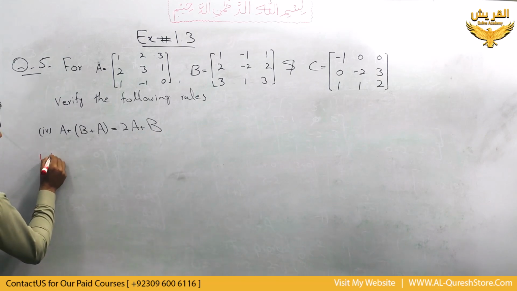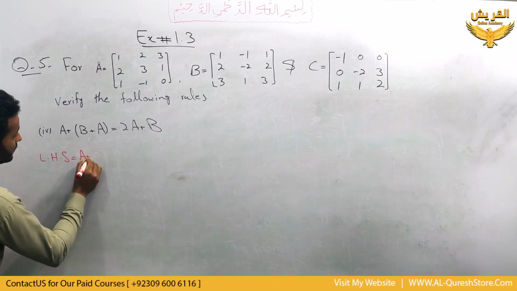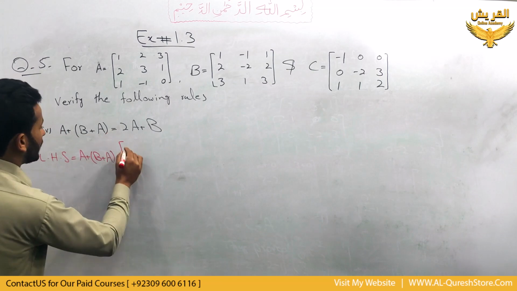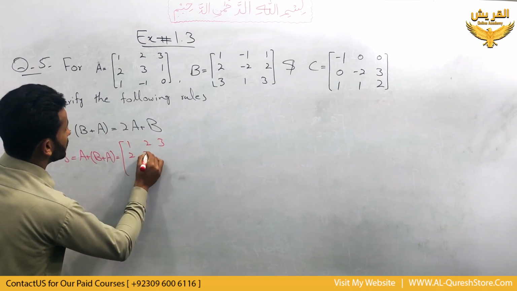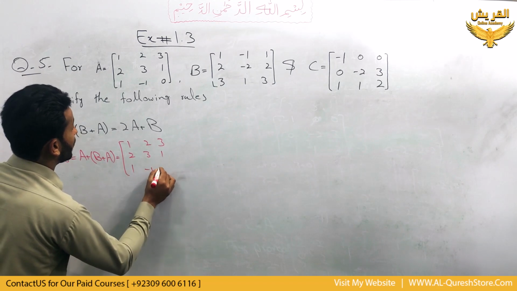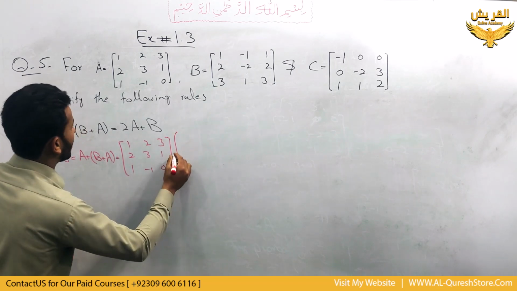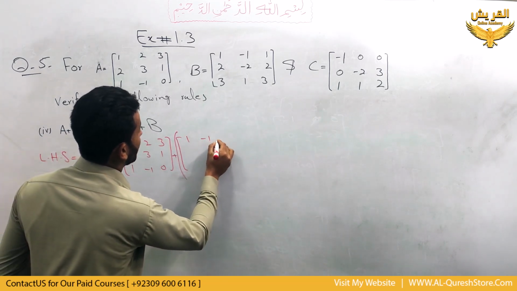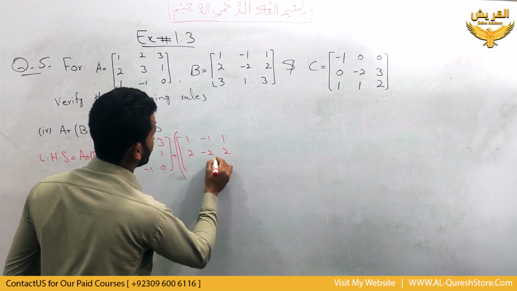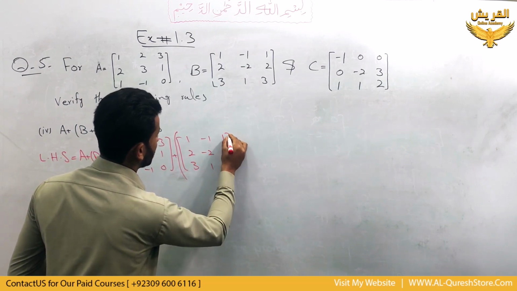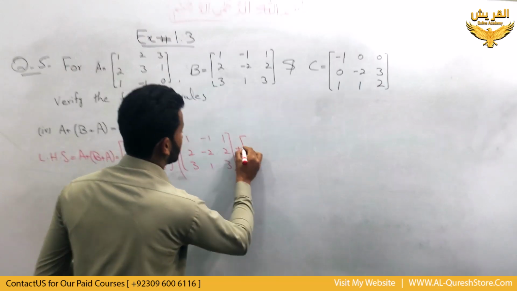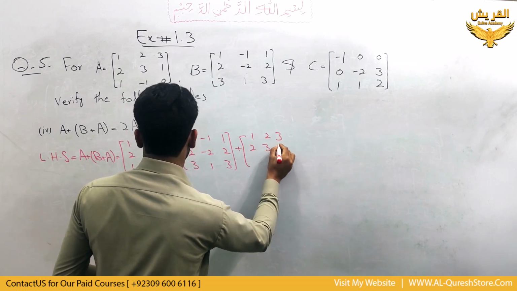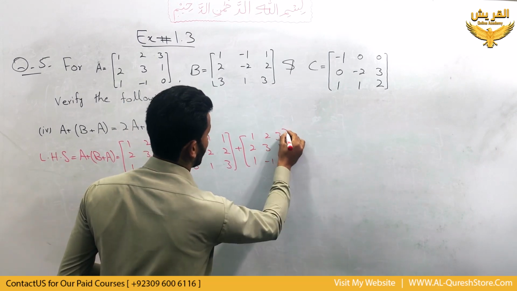For its left hand side we use A plus B plus A. For the matrices, A is equal to 1, 2, 3, 2, 3, 1, 1, minus 1, 0. Next one, by adding B, for B: 1, minus 1, 1, 2, minus 2, 2, 3, 1, 3. For the next one, matrix A: 1, 2, 3, 2, 3, 1, 1, minus 1, 0.